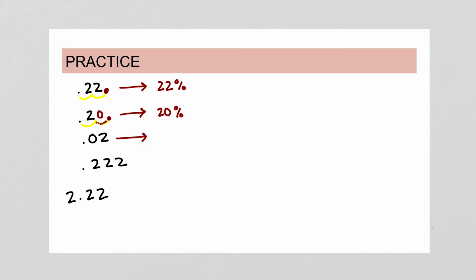Well, what if I have 0.02? Well, let's use the same process. We move this over 1, 2. That gives me my new decimal point. So that is just 2%, because if that 0 is out in front of a whole number, we don't have to write that down.